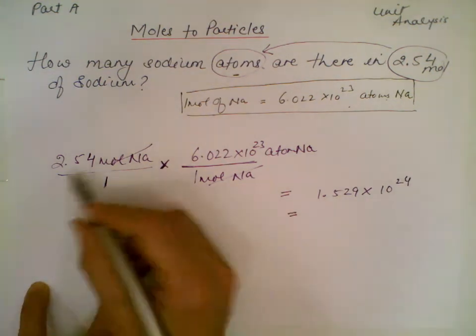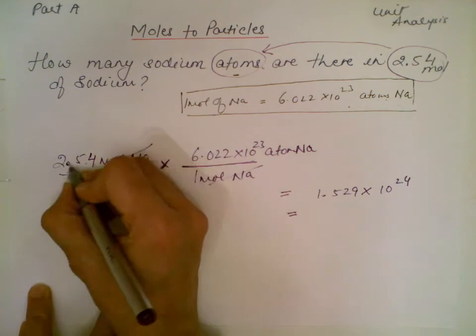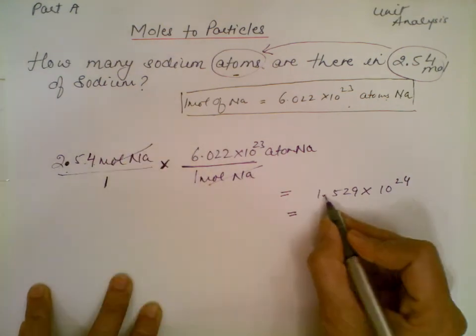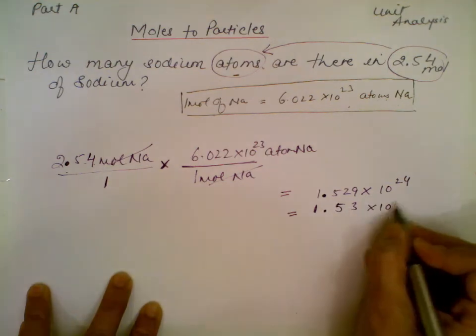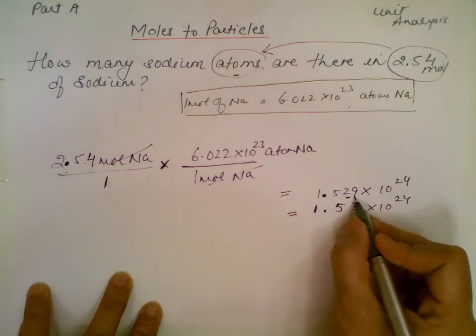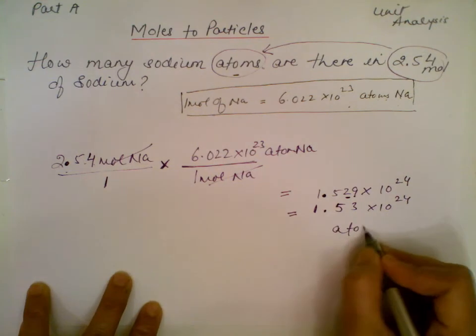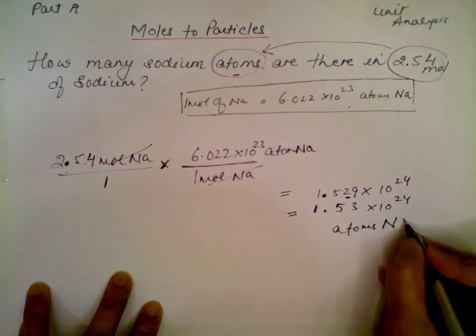Significant figures: 1, 2, 3. 1, 2, 3. So 3 times 10 to the power 24, because the next number is 9. And atoms of sodium. Okay.